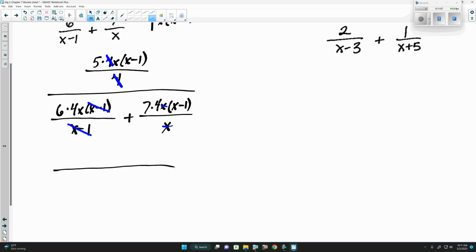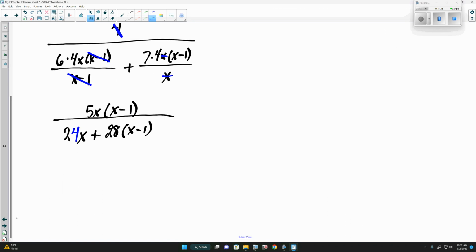Now what that leaves us with in the numerator is 5 times x minus 1, because that's all we had left on top. In the denominator, the first one here is 6 times 4x. Well, 6 times 4 is 24x. Plus 7 times 4 is 28 times x minus 1. So at this point, I've done some of the multiplication. I haven't done all of it.